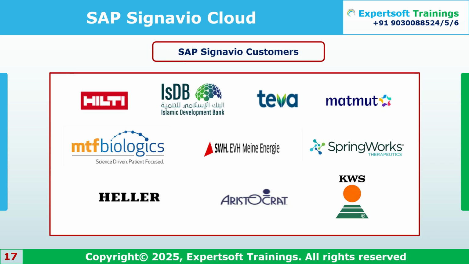So these are some customers of Signavio. The reason I kept this slide is that, irrespective of the industry, production or service-based company, whatever it is, they can use Signavio. For example, Hilti is a construction company, ISDB is a banking company, Teva is an agro-based company, Matmat is a pharma-based company, Heller is a CNC manufacturing company, Aristocat is a gaming app development company, SWH is an oil and gas company. So irrespective of the industry, everyone can adopt the Signavio tool to mine their processes, understand their business processes, identify bottlenecks, and then optimize their processes by adopting improvement solutions as part of their improvement initiatives.